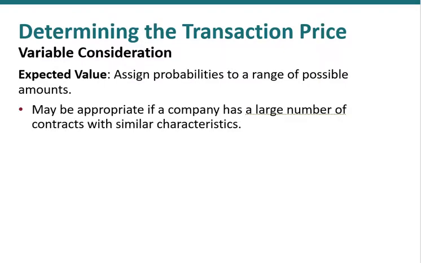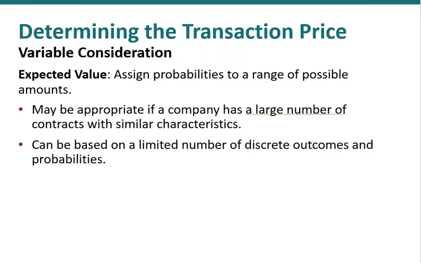And this might be appropriate if a company has a large number of contracts with similar characteristics, and those contracts have a limited number of discrete outcomes. The large number of contracts with similar characteristics is important because we need to have a basis for forming our estimations. That is, assigning our probabilities to potential outcomes.